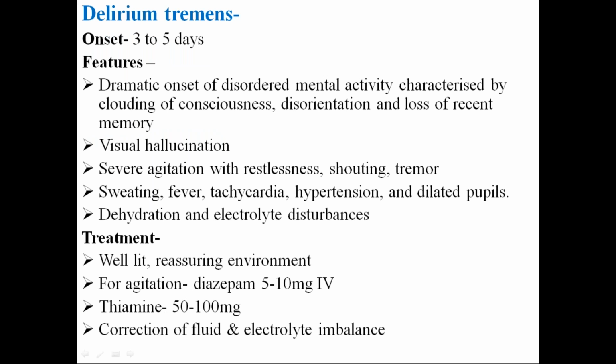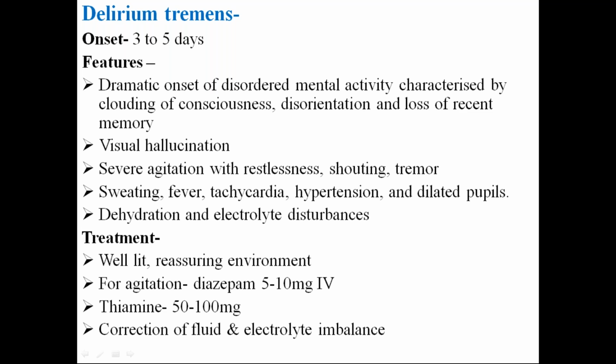Delirium tremens, very important, asked many times in examination. Onset is about 3 to 5 days. There is a dramatic onset of disorderly mental activity characterized by clouding of consciousness, disorientation, and loss of recent memory. The patient will retain long-term memory but lose recent memory. And then there is disorientation and clouding of consciousness.